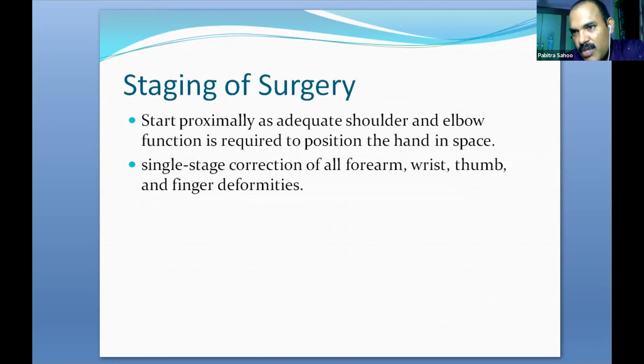Then, staging of the surgery: whether to go from distal to proximal or proximal to distal. How do you correct? Always look at the limb as a whole. Start proximally. See what is happening in the shoulder joint and the elbow joint. But many times the child can compensate by shoulder movements, as the shoulder has a wide range of movements. So if possible, give attention to the shoulder joint. If there is a gross abnormality restricting his hand or forearm function, look to the shoulder joint. But many times the shoulder is excusable because of its wide range of motion, and it is the distal part which needs active intervention, especially forearm, wrist, thumb, and finger deformities. These things can be done in a single stage.